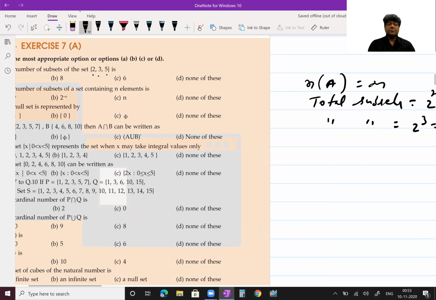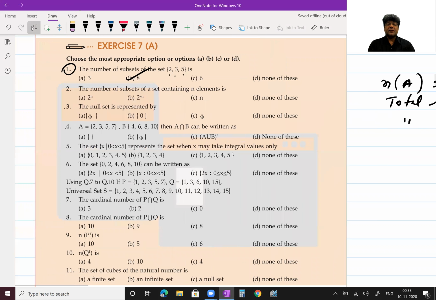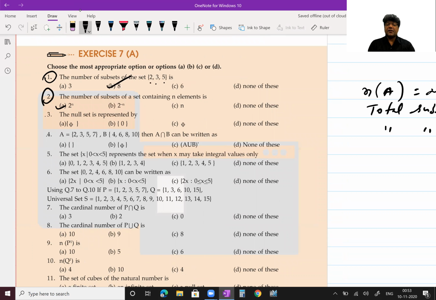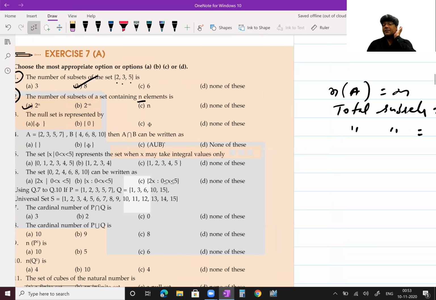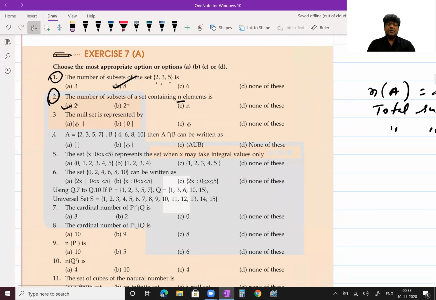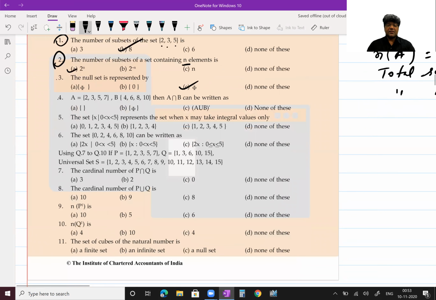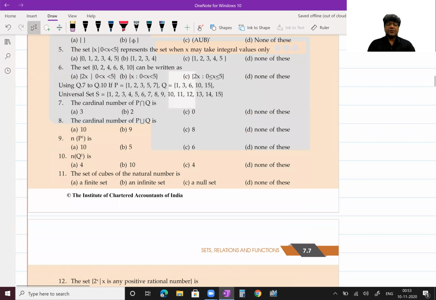Which option? B. Second question, the same question they are asking, the number of subsets of a set containing n elements. What will be your answer? 2 to the power n. Because number of subsets of a set containing n elements means the cardinal number is n. Now, null set is represented by, guys, easy only questions, all easy questions, guys. And this question number 7, 8, 9, 10, all these are based on this information given in this question.